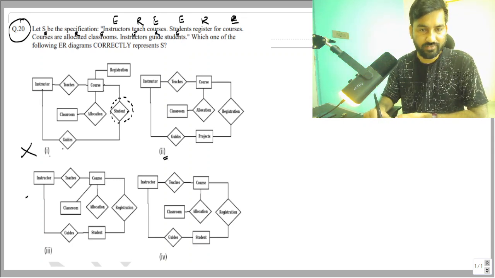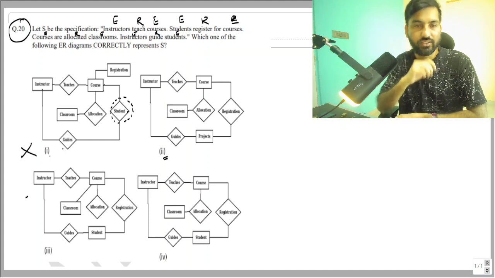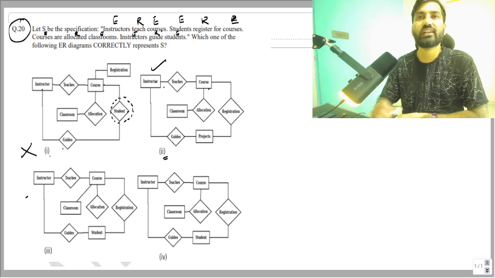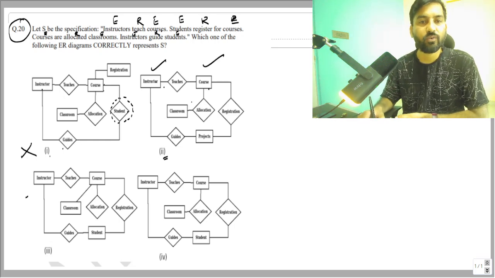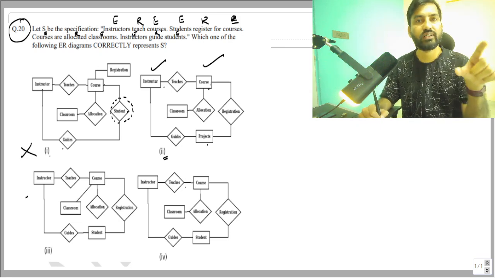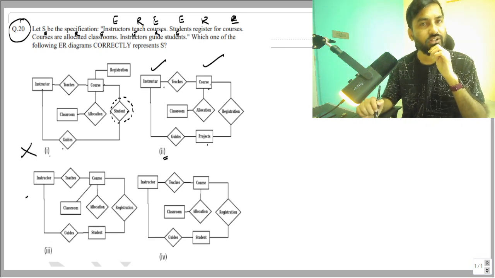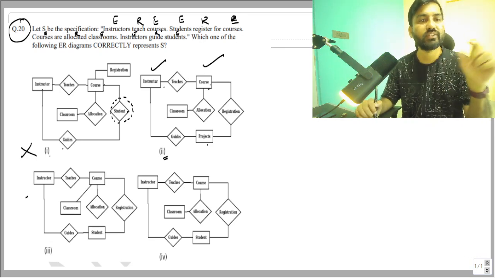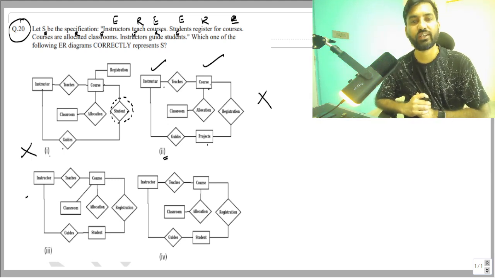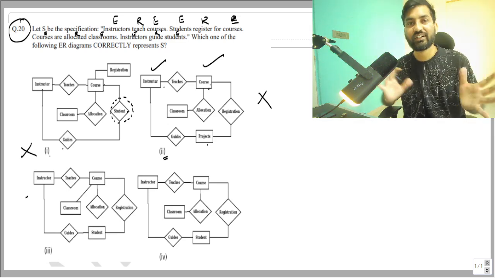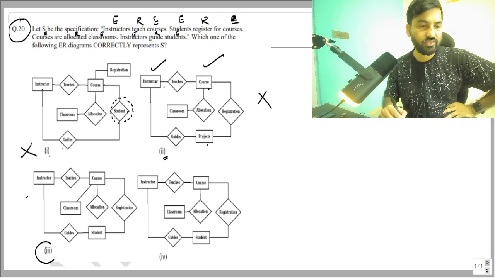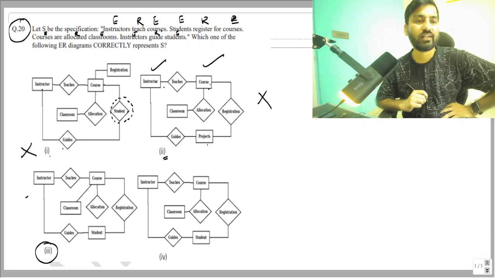Now go to the second diagram, model. Instructor, fine, there is a relation between instructor and the course. Instructor teaches course, that is fine. Now you see here there is a course and the project. Did they mention anywhere regarding projects and all? They did not mention anywhere regarding projects, so this cannot be correct either. Please remember this. There is no entity like project or something. So let us go to the third model.